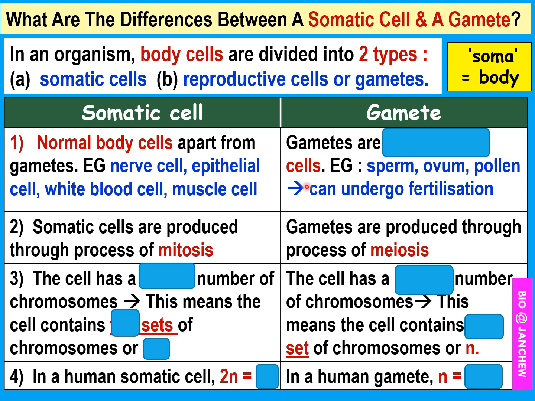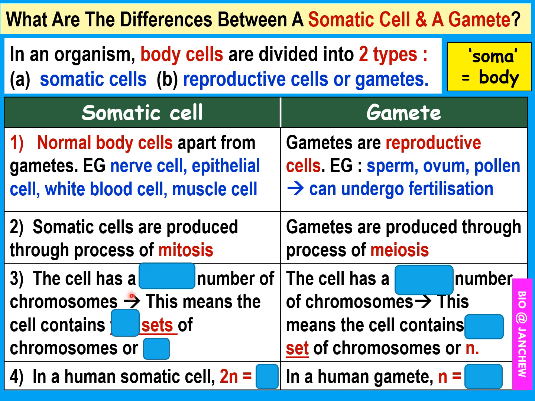Gametes are what type of cells? Reproductive cells, such as sperm, ovum, or pollen in the plants. And all these cells can undergo fertilization. Secondly, somatic cells are produced through the process of division called mitosis. Process of cell division called mitosis. Gametes are produced through another type of cell division called meiosis, which we will study later.